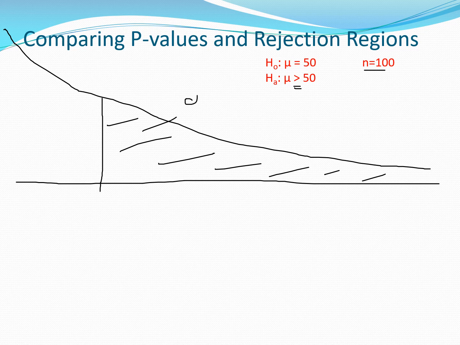Remember, we take our alpha and we look at the alternative, and based on the alternative, we put the alpha in that particular location, whether it's a greater than like I have here. A less than would flip this thing around. If it was a two-tailed, I would split alpha and put it in both sides.